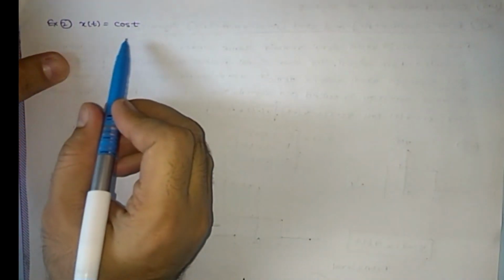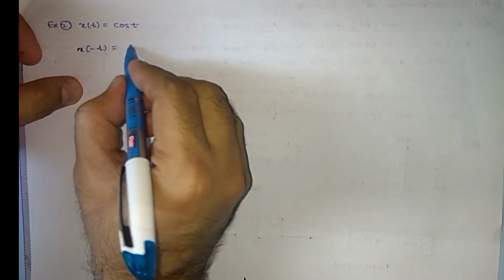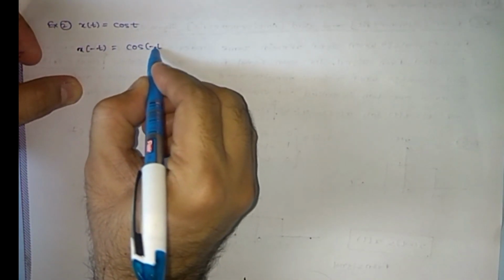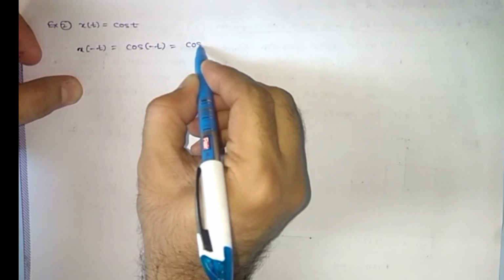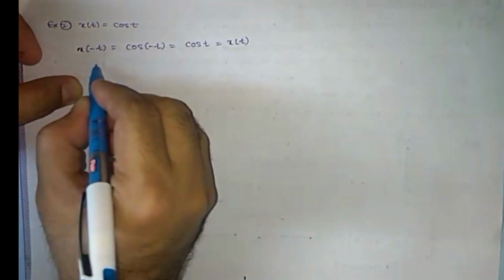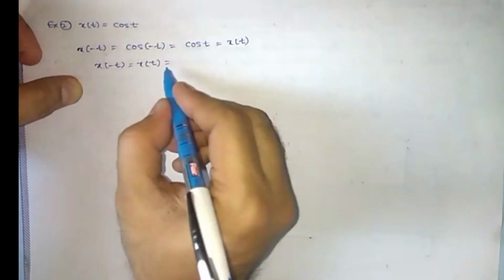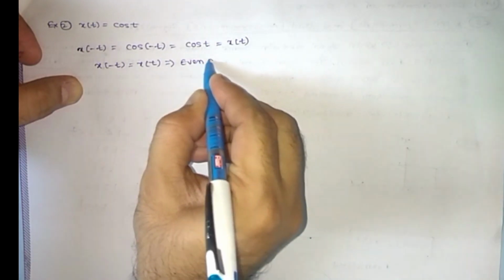X of t equal to cos t. X of minus t, if you substitute here, cos of minus t. Cos of minus t equal to cos t only. So cos t equal to x of t. So x of minus t equal to x of t. So then this signal is an even signal.